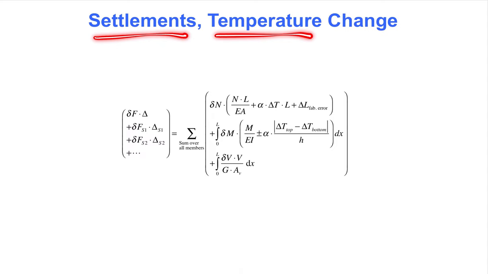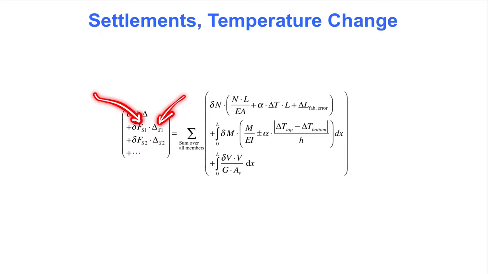This exercise is simply a matter of adding virtual force times real deformation. First, consider the left-hand side. This is where the effect of support settlements is included. The settlement is denoted by delta S. The reaction force at that support, stemming from the unit virtual load applied somewhere else on the structure, is denoted by delta FS. It is possible to account for several settlements at once, at different supports, which is reflected in these two terms on the left-hand side.